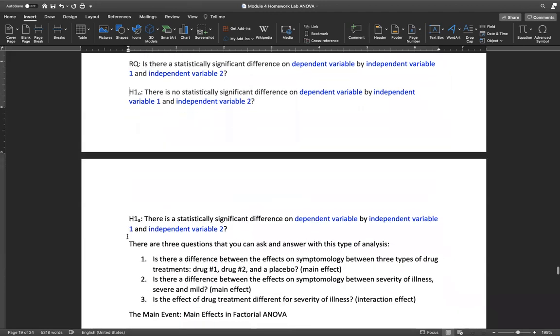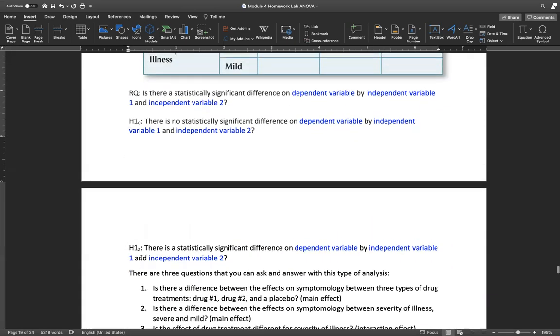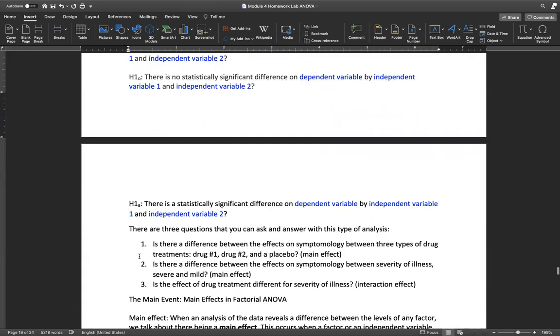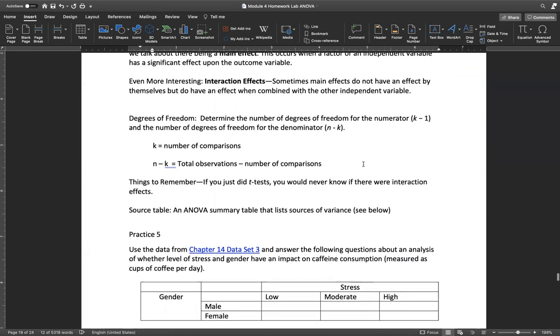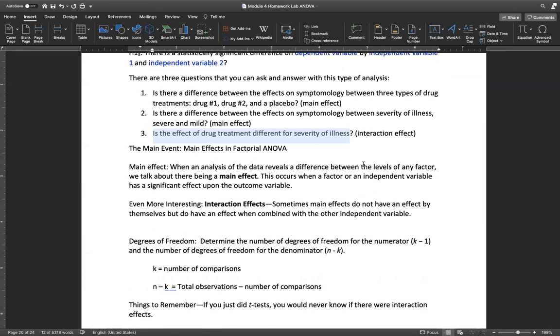And then I have the hypotheses here as well. This is your null, this is your alternative. Now, there's lots of things we can do with this. We can talk about the between group differences, which is called a main effect, and then a main effect for the illness. And then we have what's called an interaction effect, where we look at the interaction between the drug treatment and the severity of illness. So that's when I'm looking at this, like a cross, right? I'm looking at comparing the different effects between the two variables.